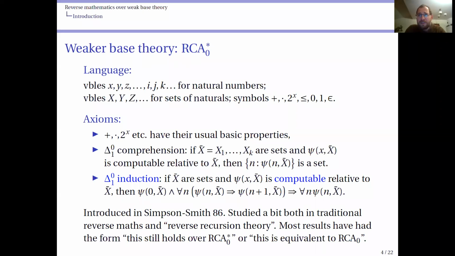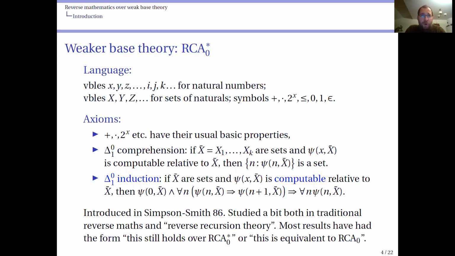This theory is much less studied than the usual one. It's pretty old now. I mean, it was introduced in the mid-80s by Simpson and Smith. It has been studied a bit. I mean, the number of papers about this is probably like high single, low double digits, or at least that's the number of papers I'm aware of where this makes some sort of not completely trivial appearance.